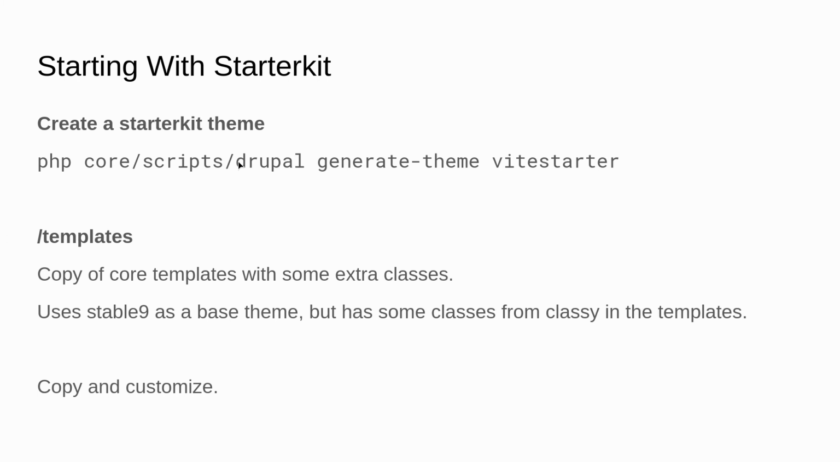There's this script in this directory that you can call to create a new Starter Kit theme. The previous version of Starter Kit is essentially doing a theme that's based off of stable or based off of classy. With stable, it's essentially a copy of all these core themes so that it is stable over time, it doesn't change. With classy, it's basically that plus useful classes on your templates. The difference is that with this, you sort of get a snapshot of the templates, and then from there, you're expected to just customize those on your own.